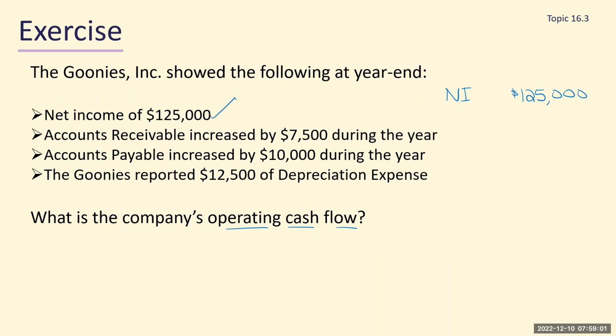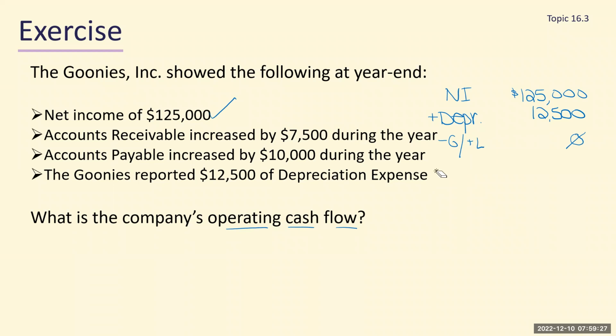$125,000. Let's look for our next adjustment, which is depreciation. We had depreciation of $12,500. You always add it back because it's a non-cash expense. Doesn't look like we had any gains or losses. If we did, we would have subtracted the gains and added the losses, but we don't have any in this year. That's fine. Just get in the habit of checking, right?